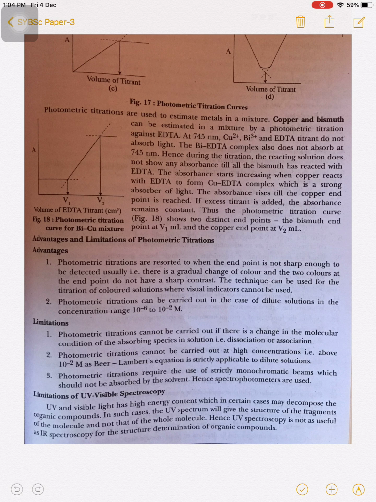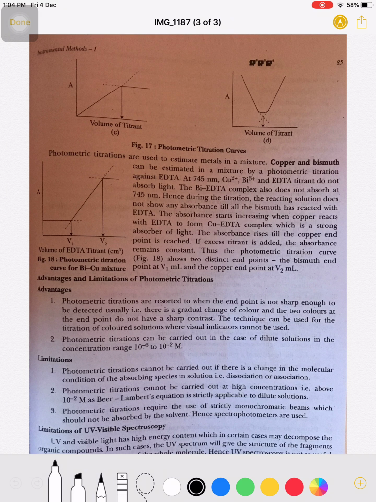So the photometric titrations are used for the estimation of metals in a mixture. Copper and bismuth can be estimated in a mixture by photometric titration against EDTA. This question will be asked in the exam as an MCQ: for the estimation of a copper and bismuth mixture by photometric titration, which titrant is used? The EDTA titrant is used in the photometric titration of copper and bismuth.